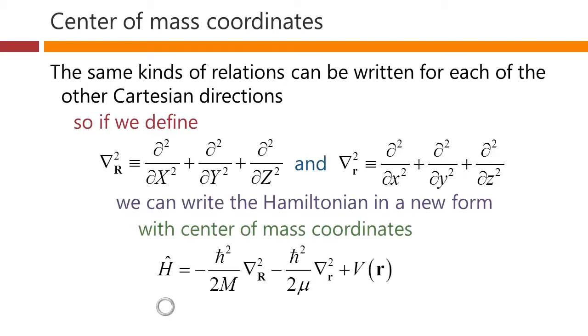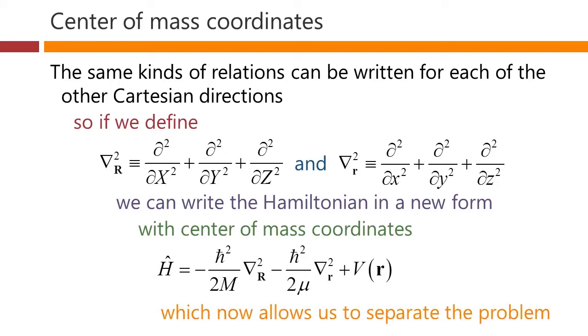And it becomes this rather simple expression now. So previously we had kinetic energy operators for the electron and for the proton. Now we have new kinds of kinetic energy operators, one with respect to the total mass and the center of mass position, and the other with respect to what we call the reduced mass and the relative position of the electron and the proton. And of course, this vector r in here is just the relative vector between the electron and the proton.